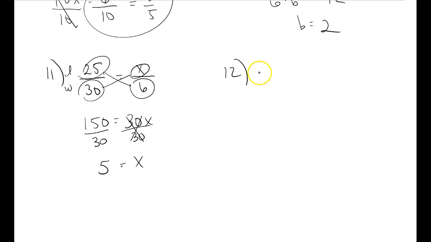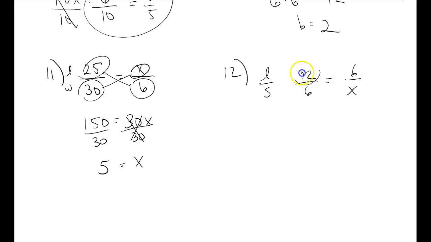Number 12, it's a triangle, but it's the same idea. So on the first triangle, I'm going to do the long side over the short side. Those are the two pieces that it looks like we're doing. So the long side is 12, and the short side next to it is 6. And then I'm going to move over to that baby triangle and do the long side of the baby triangle over x, just like that.